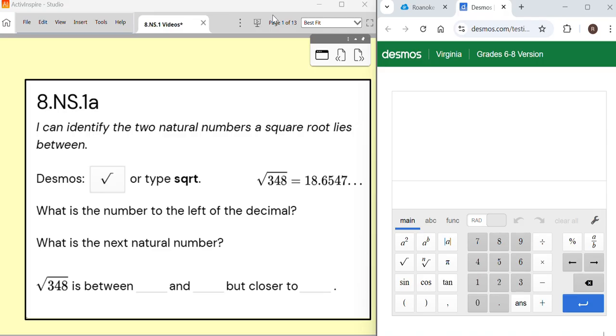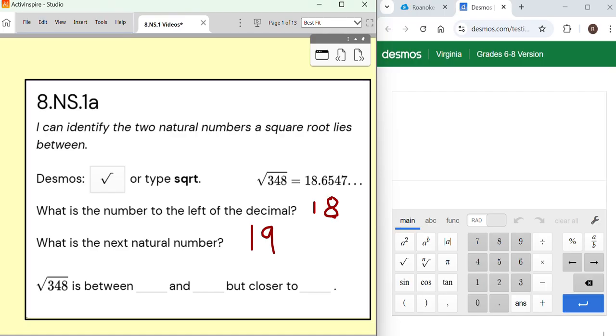For example, the square root of 348 is equal to 18.6547, and on and on and on. What is the number to the left of that decimal? That number is 18. Then you ask yourself, what is the next natural number? The next natural number is 19.